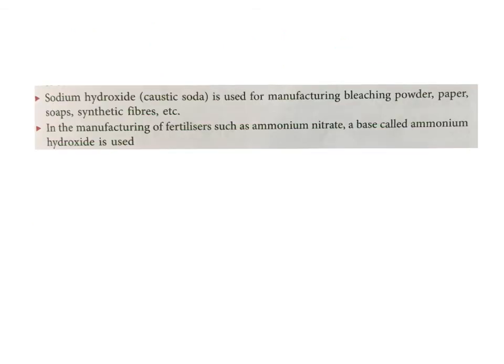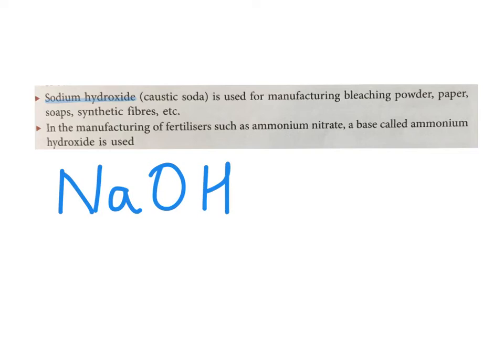The next use of bases, sodium hydroxide. I hope you all can recall the formula of sodium hydroxide. Yes, you are correct, that is NaOH. The common name of sodium hydroxide is caustic soda. It is used for manufacturing bleaching powder, paper, soaps, synthetic fibers, etc. So, sodium hydroxide is used in the manufacturing of all these things. And another name of sodium hydroxide, that is a common name, is caustic soda.